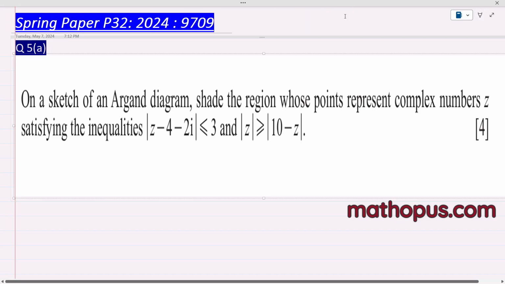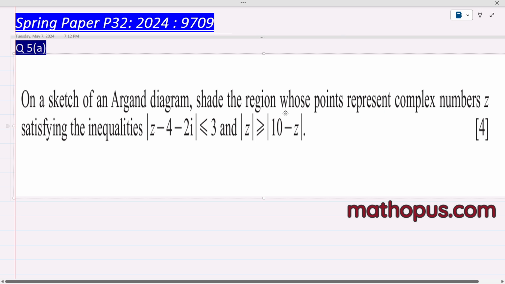Question number 5. On a sketch of an Argand diagram, shade the region whose points represent a complex number z satisfying the inequalities. First inequality: modulus of z minus 4 minus 2i is less than or equal to 3. In this inequality, on the left-hand side we have z, and on the right-hand side we have just a constant. It means this is going to be a circle. And the second condition is modulus of z greater than or equal to modulus of 10 minus z. In this we have two moduli, and we have two variables. This is going to be a straight line. So one is a straight line, the other one is a circle.